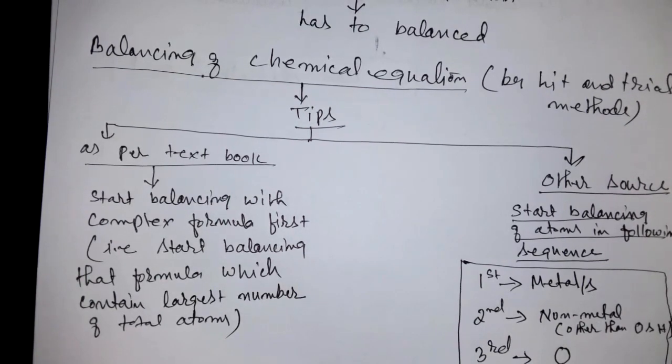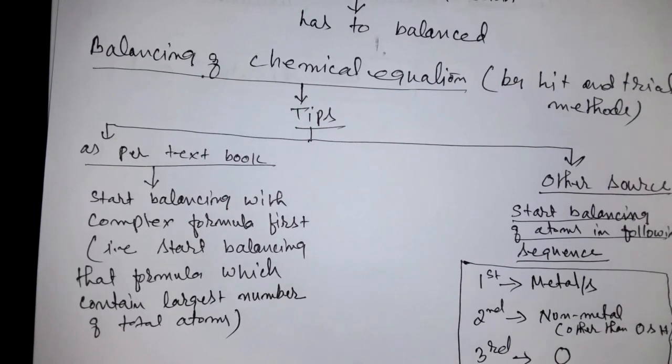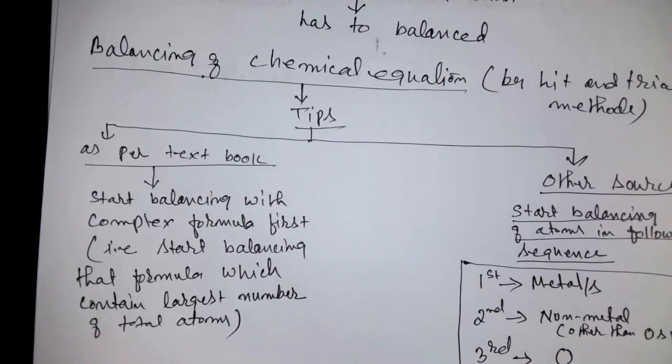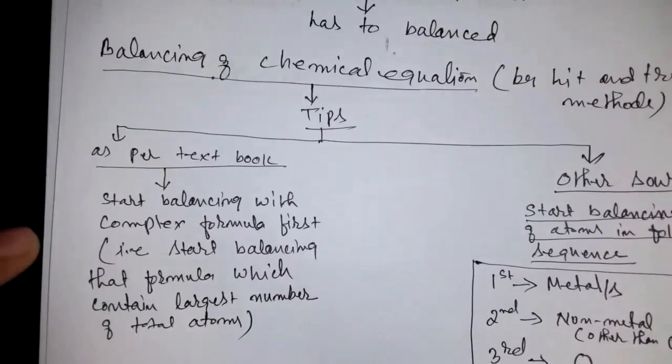Whenever you finish a step, again check everything, because sometimes when you balance one, there's a chance that another may get disturbed. So you have to check. Whenever you do balancing at any stage, you check starting from the beginning. On this principle, we'll be practicing some balancing from our textbook questions.